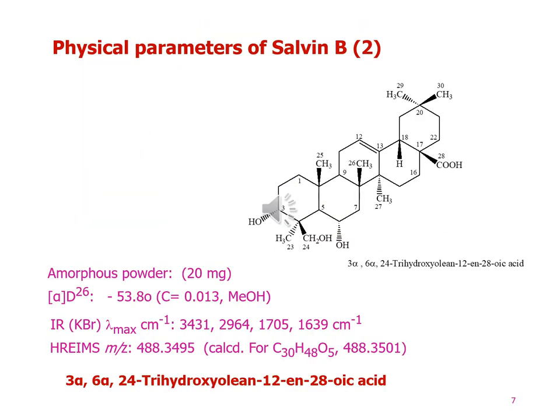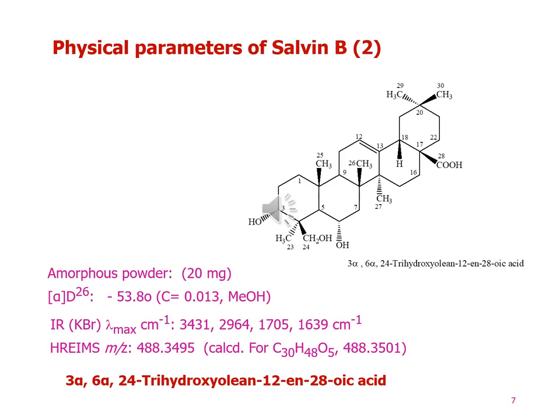You can see over here the physical parameters of Salvin B. Now we discuss the physical characteristics of this molecule. Salvin B is obtained as an amorphous powder, with an amount of 20 milligrams. The specific rotation of this molecule is minus 53.80, taken in methanol, and the concentration of that solution is 0.013. The IR spectrum is taken in a potassium bromide disc, and lambda max has values for carbonyl groups, carbon-carbon double bonds, as well as hydroxyl groups, which show the presence of different moieties.